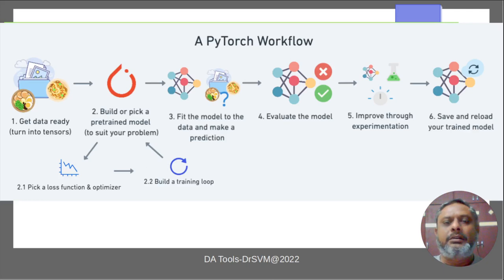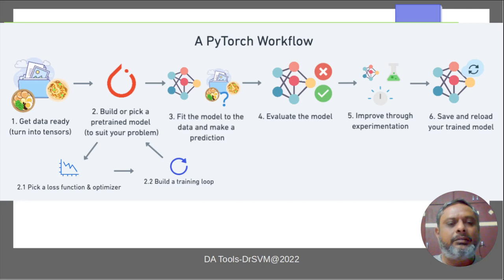So just a workflow for PyTorch. The first step is to get the data ready. Whatever data we have is turned into tensors. Then PyTorch is used to build the model or pick a pre-trained model that suits the problem. While picking any model, we pick a loss function and optimizer and then build a training loop. And this process is repeated until we get the best model for our purpose.